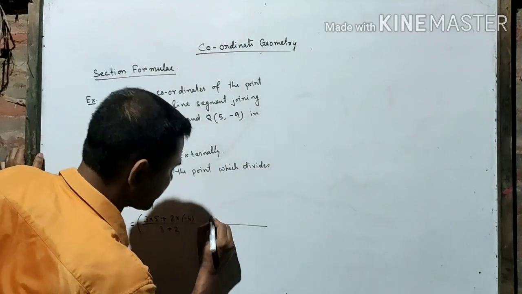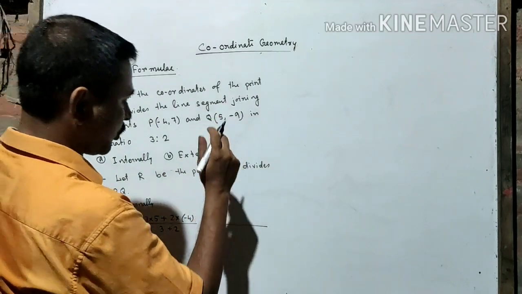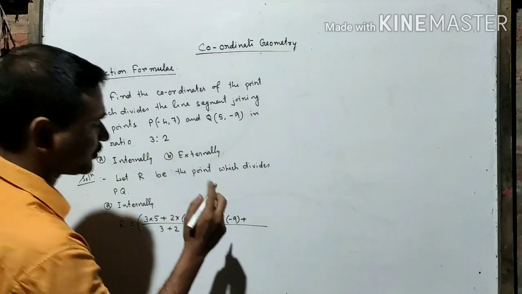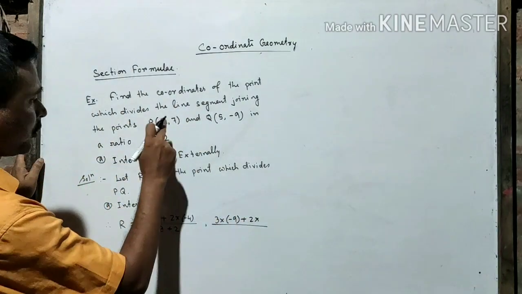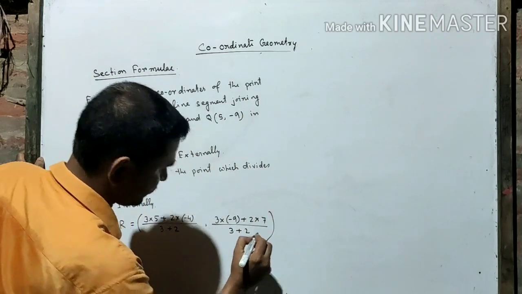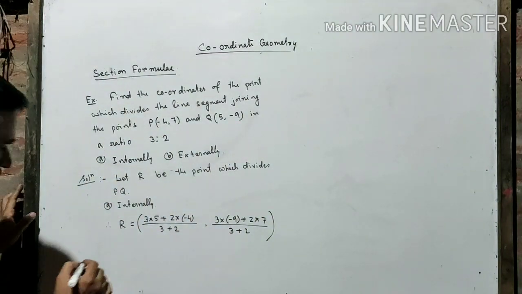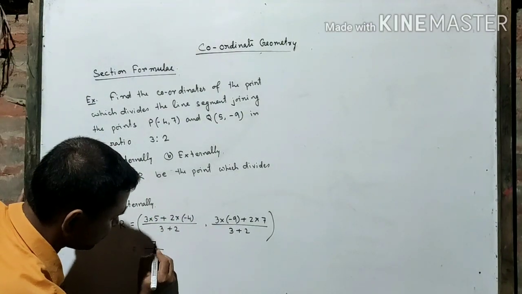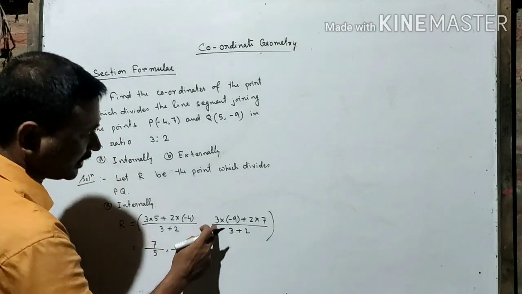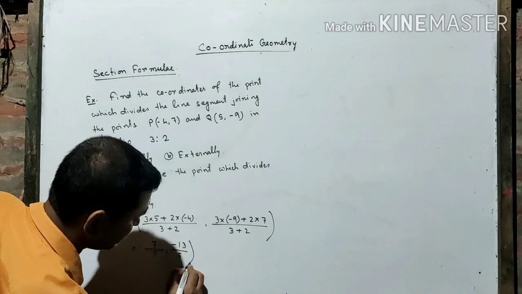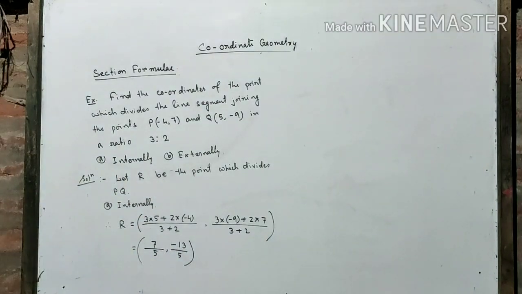Again, first ratio, second coordinate, plus second ratio, first coordinate, divided by the sum of the ratios. This is equal to 15 minus 8, that is 7, so 7 by 5. Then minus 27 plus 14, that means minus 13 by 5. So this is the point which divides PQ internally.